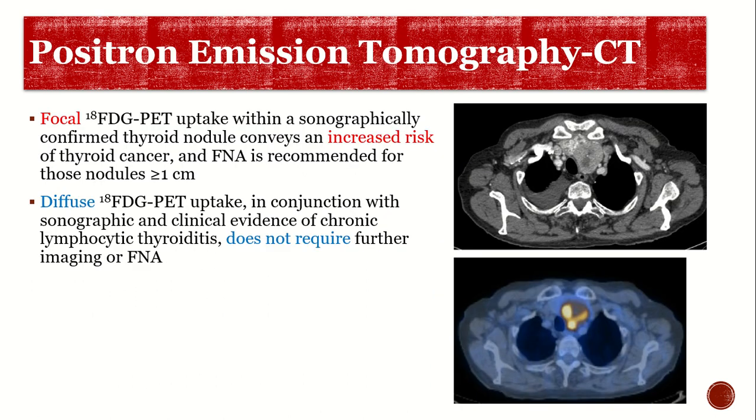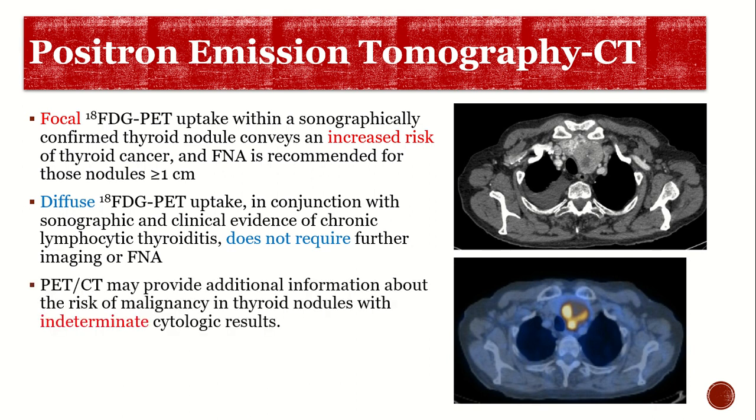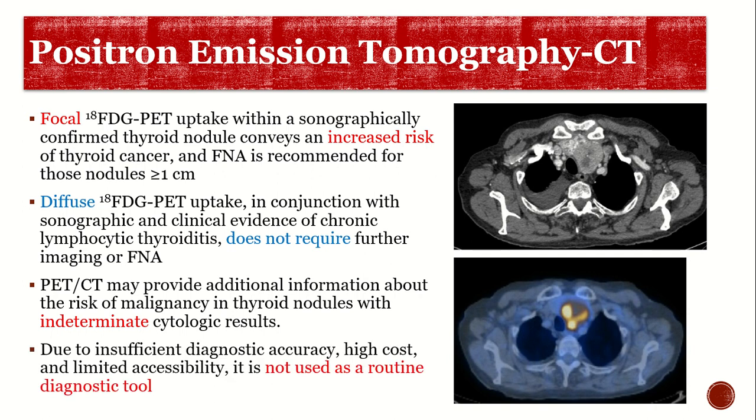In positron emission tomography, we could see either focal FDG uptake within a thyroid nodule known by ultrasonography, which increases the risk, and this nodule should be biopsied if it is more than 1 centimeter, or diffused uptake, as we see in autoimmune thyroiditis, and this is a benign sign, which doesn't require further treatment. This may also be helpful in indeterminate cytology to give us the choice to go to surgery, but it is not used as a routine diagnostic tool.